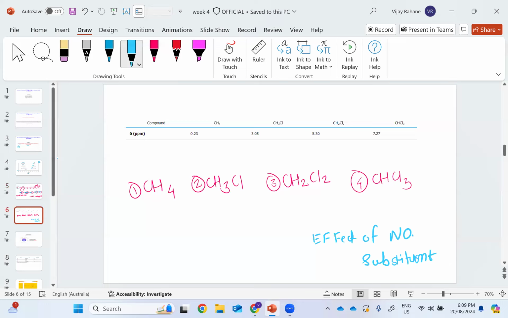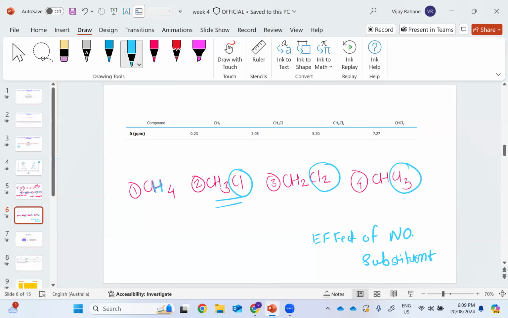So let's consider these hydrogens among this one. So all here are hydrogens. So this is the methane. This one example is CH3Cl, so one chloro group is attached. Here there are two chloro groups attached, and here there are three chloro groups attached.